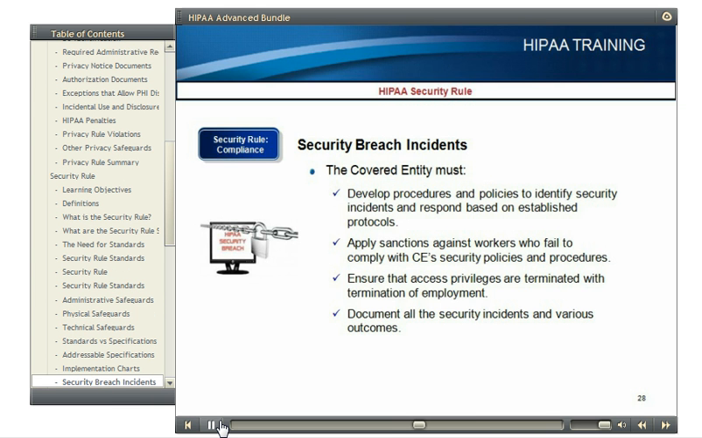Security breach incidents. The covered entity must develop procedures and policies to identify security incidents and respond based on established protocols. Apply sanctions against workers who fail to comply with CE security policies and procedures. Ensure that access privileges are terminated with termination of employment. Document all the security incidents and various outcomes.